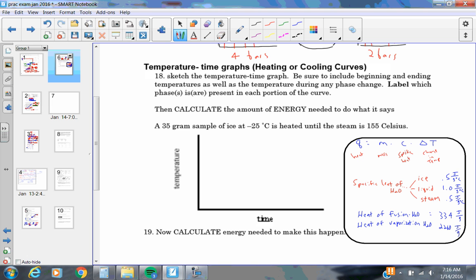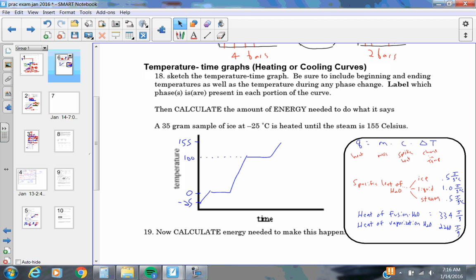I ask myself, what's the coldest it needs to be? -25. Just throw that somewhere down there. What's the hottest it needs to be? 155. But you have to think of it like this. If it's ice, it's going to first warm up until it only gets to a certain number, and that certain number is 0. So nobody told me to put 0, but I'm going to have to. There'll be a plateau as it melts. Then it's going to warm up again, but only until it gets to 100, and then it's going to evaporate, and while it's doing that, there will be a plateau, and then it's going to go up to 155.